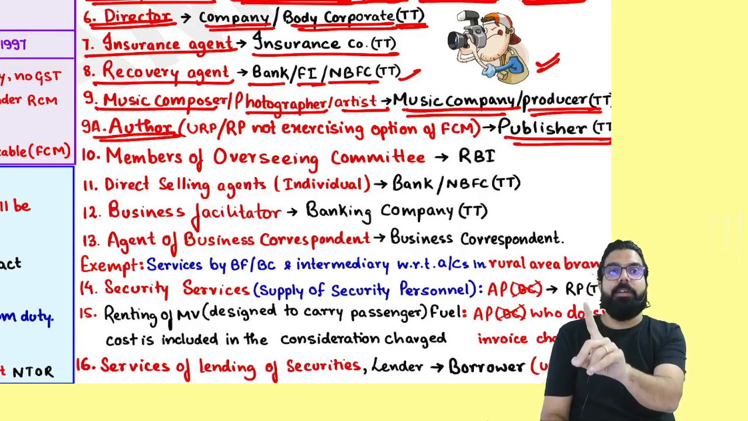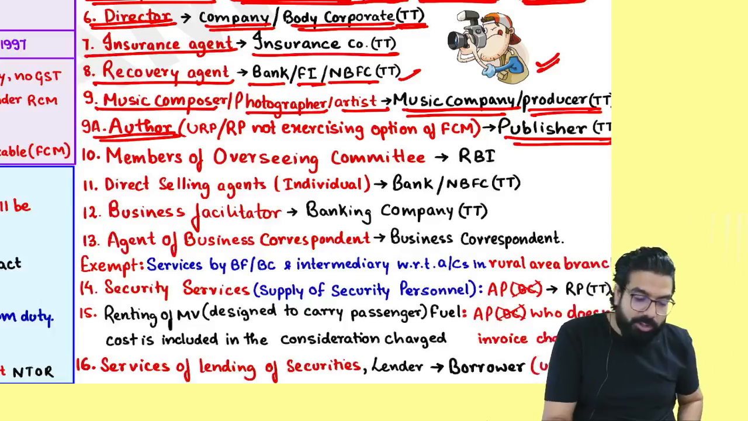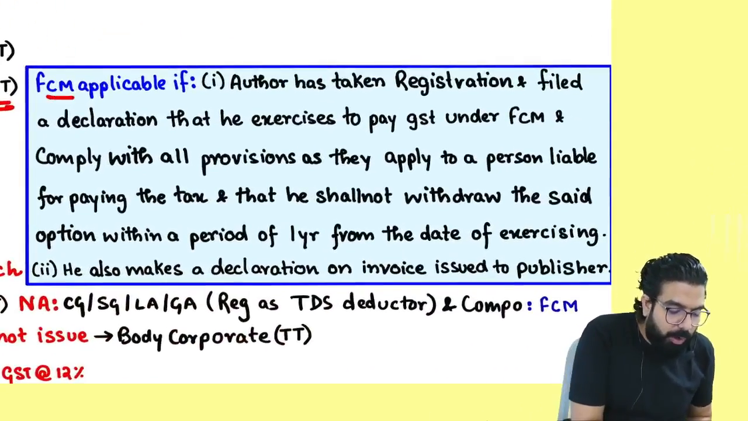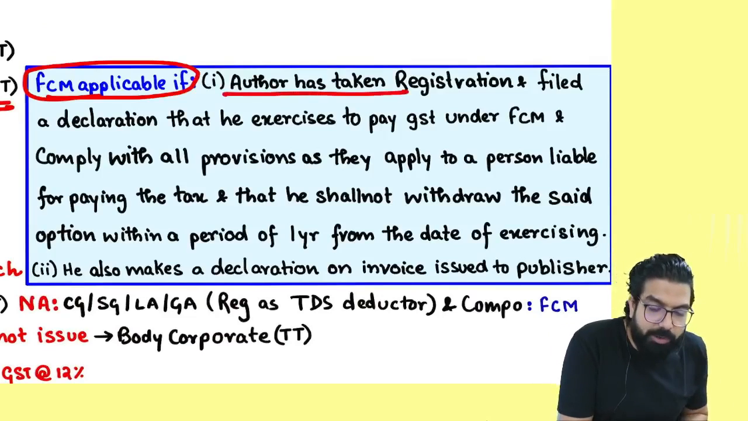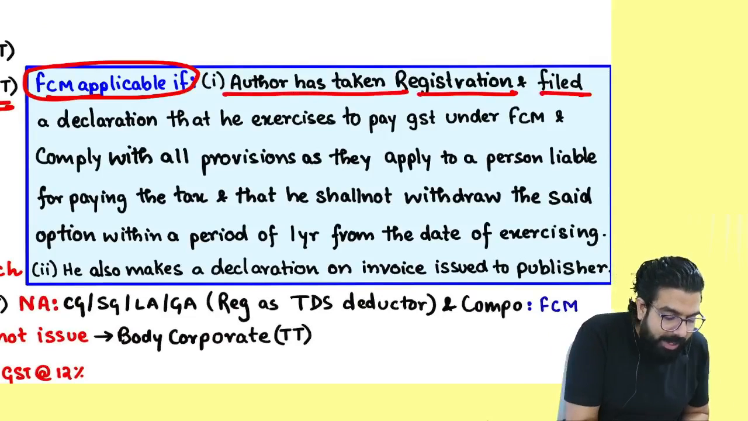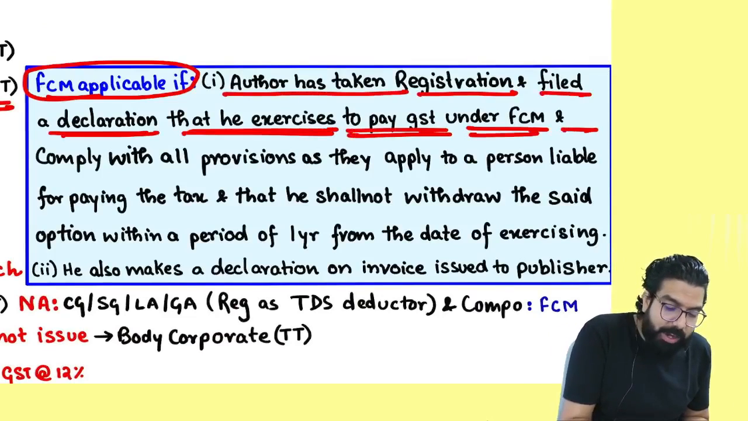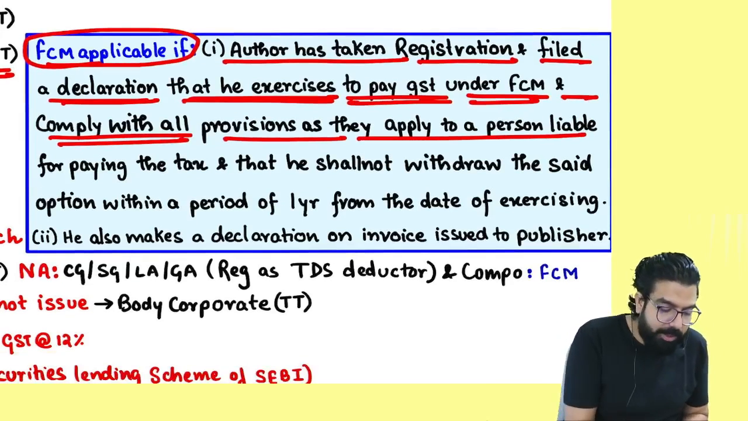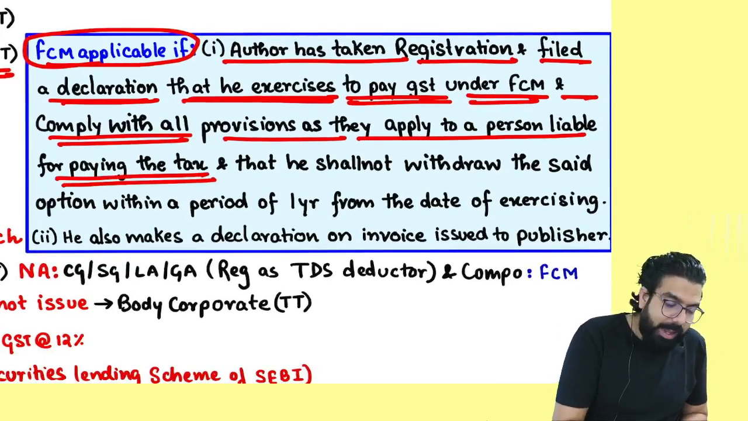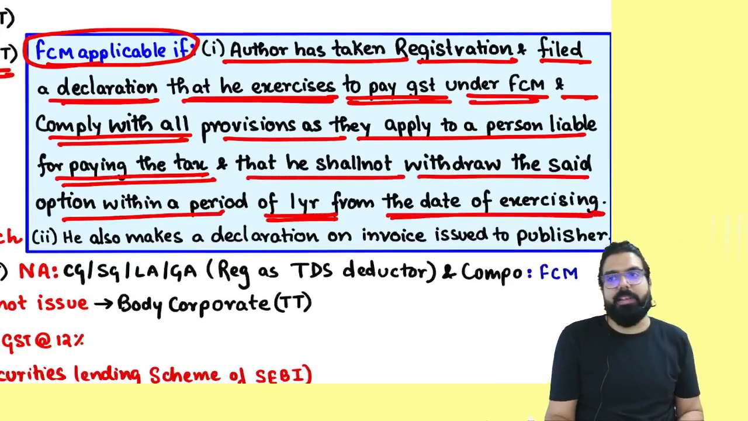But can I also go ahead and charge GST under forward charge? Yes. Authors are given one more option. Forward charge mechanism will be applicable if the author takes what, everyone? Registration, and he has filed a declaration that he exercises the option to pay GST under forward charge, and he will comply with all the provisions as they apply to a person liable for paying tax, and that he shall not withdraw the said option within a period of 1 year from the date of exercising.